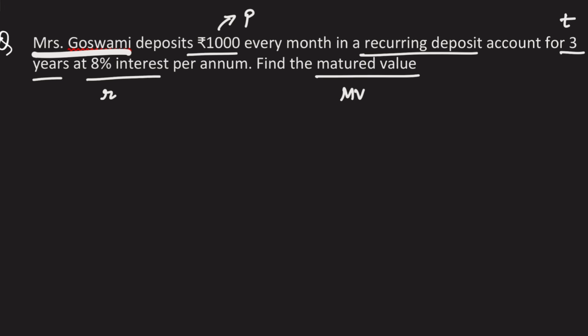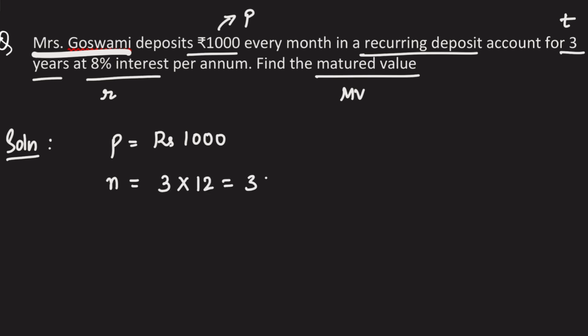Okay, so I'll just write whatever is given. This is the first thing you have to do when you solve a question. Write everything that is given. P is ₹1,000. Then we have N, which is the number of months. It is 3 years. That means 3 multiplied by 12, which is 36 months. Right? Then R is 8%.